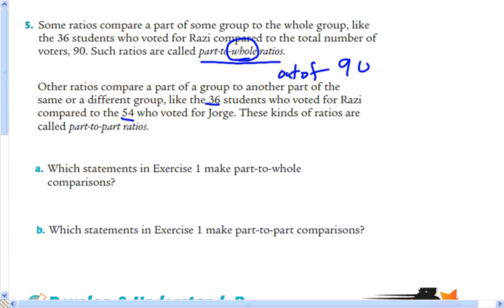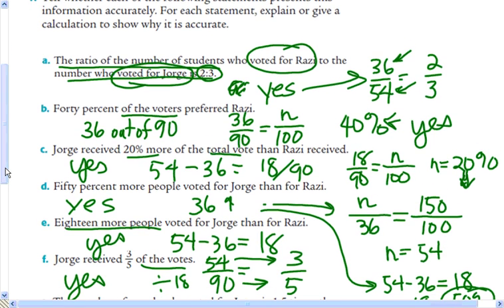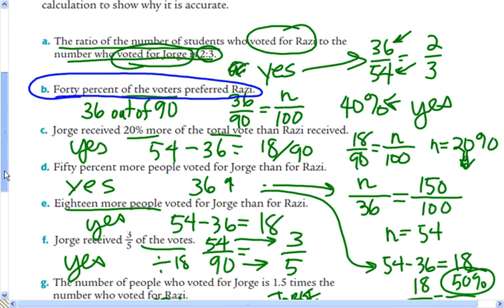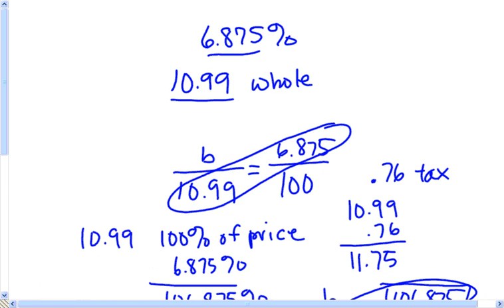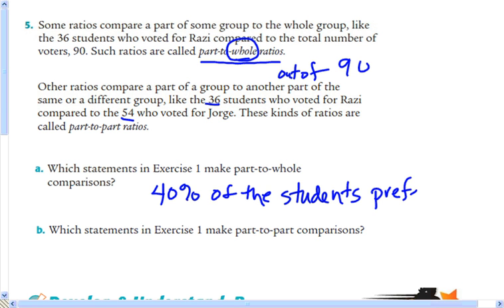Which statements in exercise 1 make a part to whole? I'll give one example, but we can do the rest. Anytime we're comparing to 90, like 40% of the voters, I'm going to use that as an example. That's a part to whole. 40% of the students, because it's talking about all the student population, preferred Razi. That's an example of a part to whole.